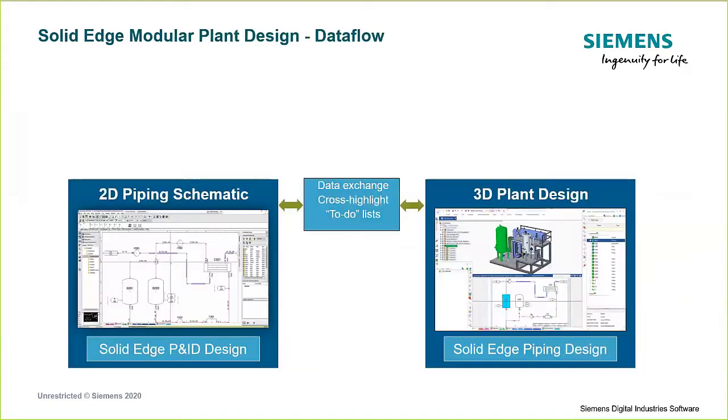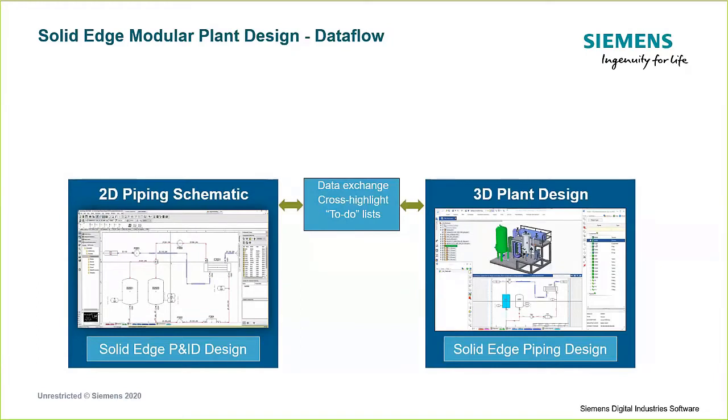So let's look at the data flow when we talk about modular plant design. This will give us a good understanding of where the data gets entered and how it is shared in this process. This slide shows us the two modules, P&ID and piping design, and the interface between them.